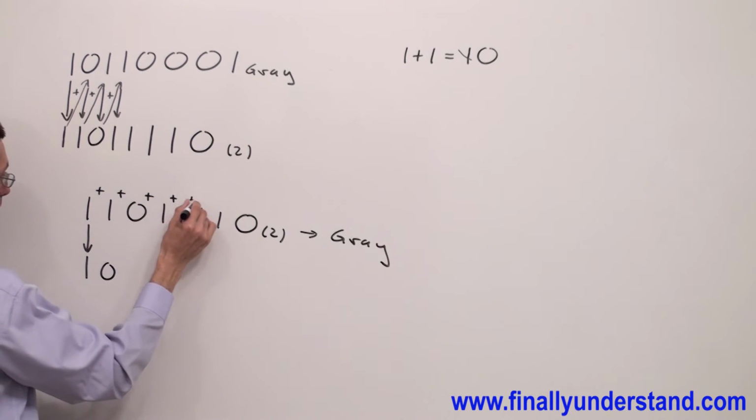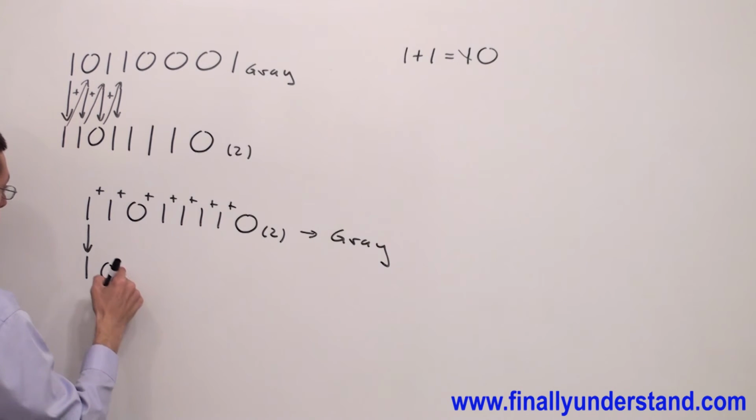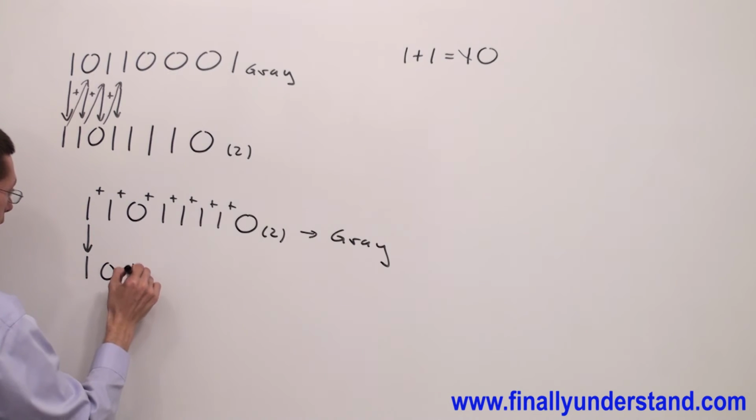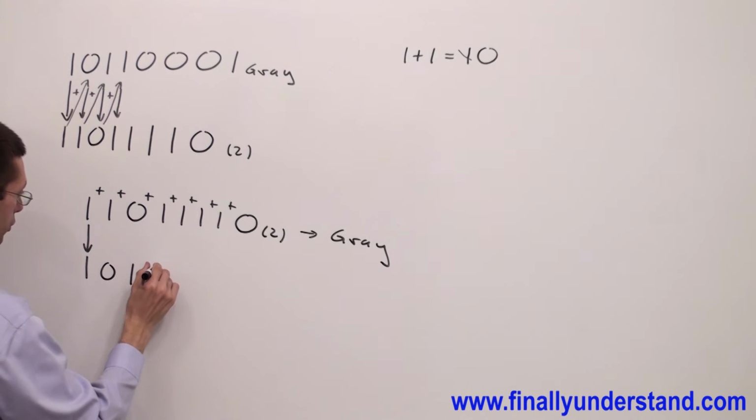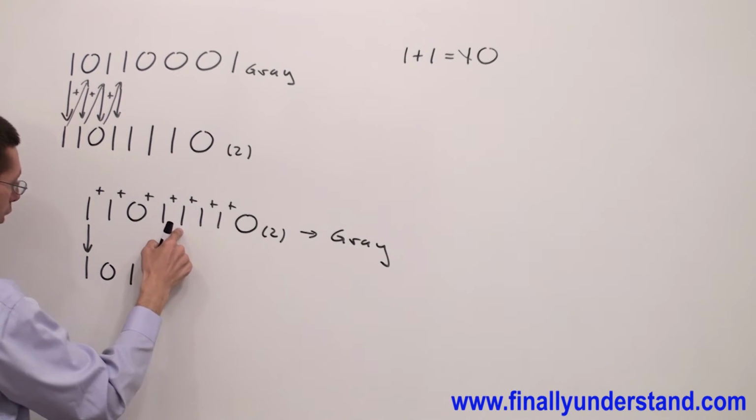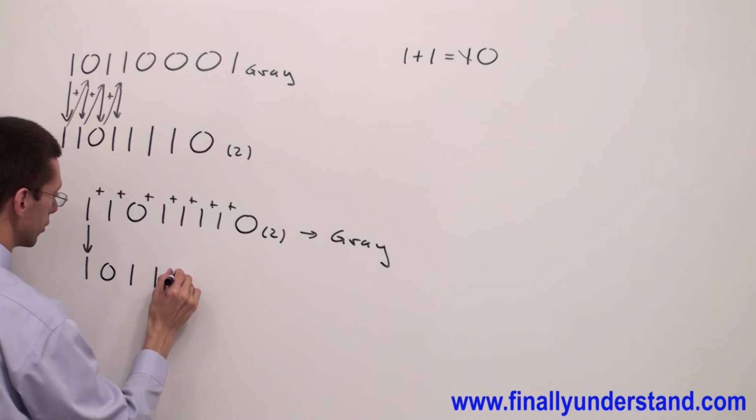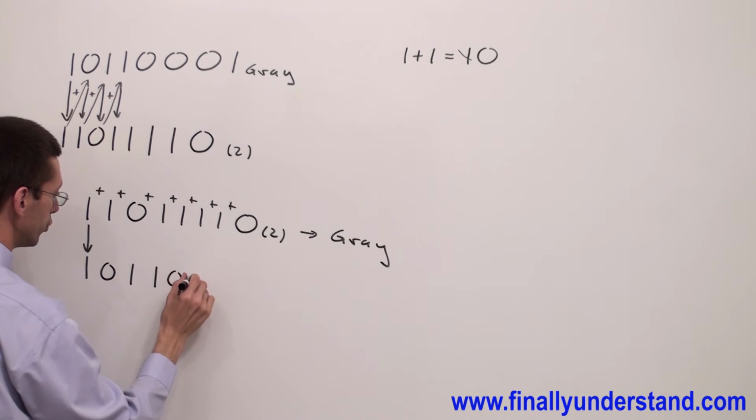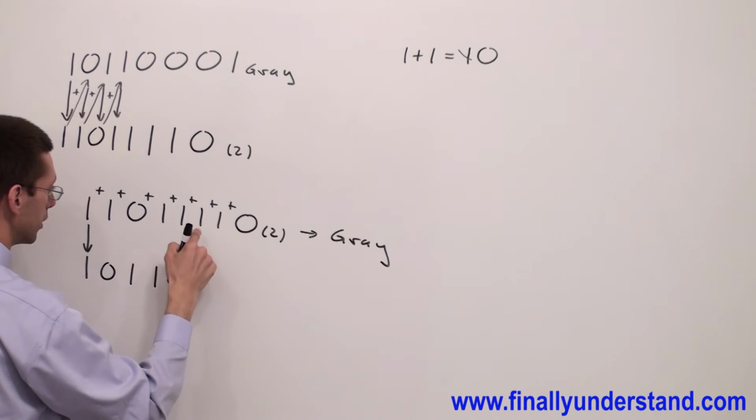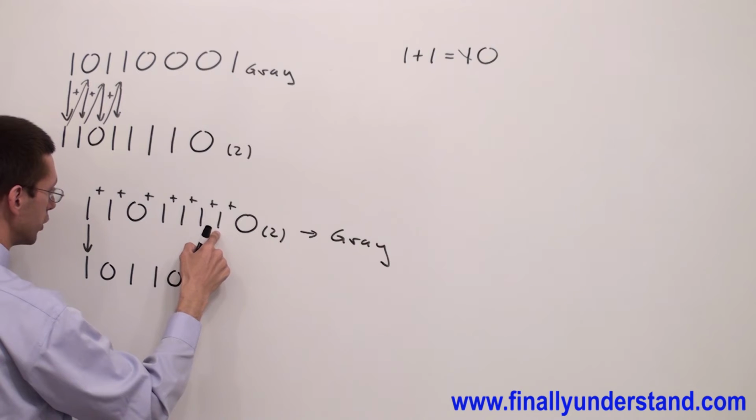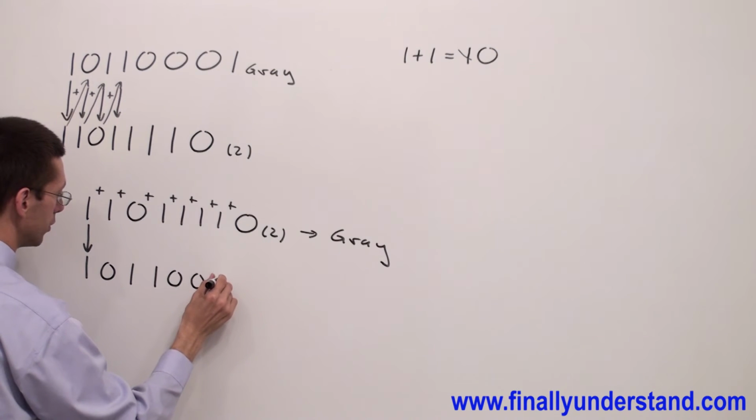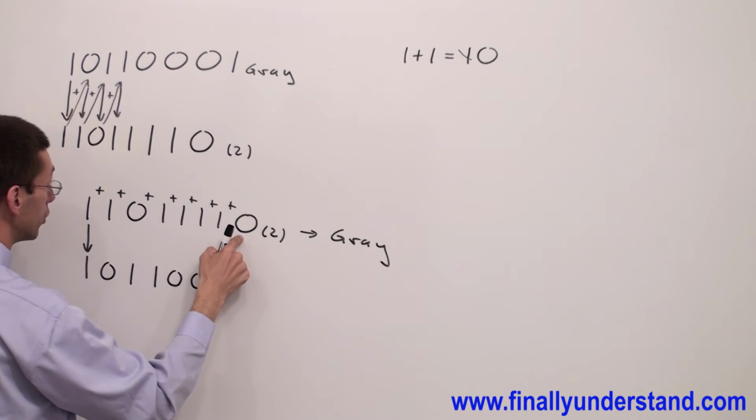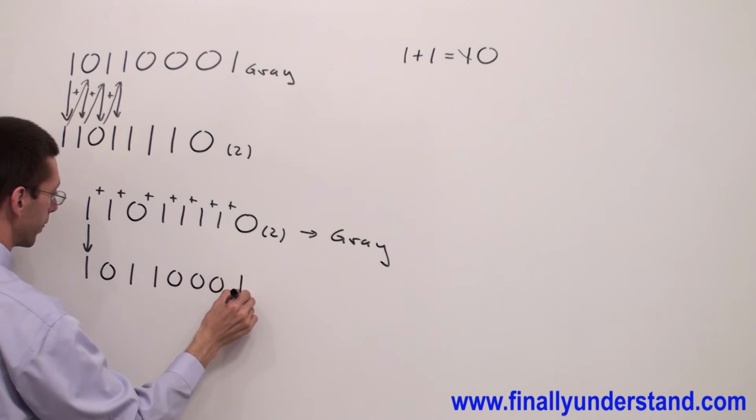This is addition. 1 plus 0 is 1. 0 plus 1 is 1. 1 plus 1 is 2, write 0. 1 plus 1 is 2, write 0 and discard the carry of 1. 1 plus 1 is 2, write 0 and ignore the carry of 1. And I have 1 plus 0 is equal to 1.